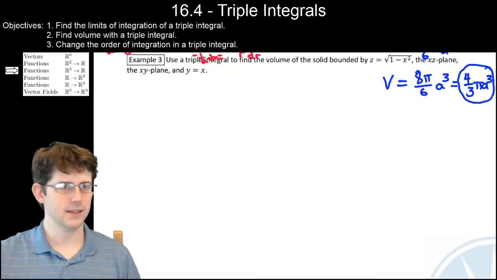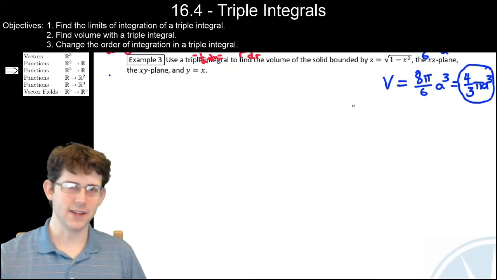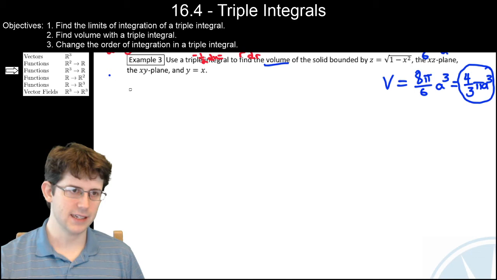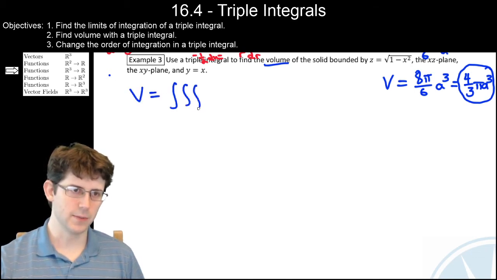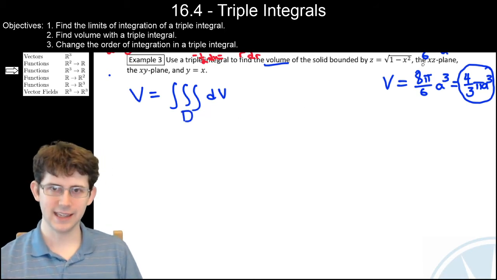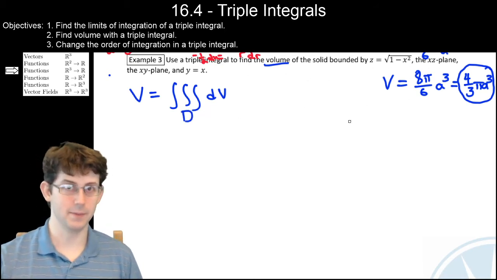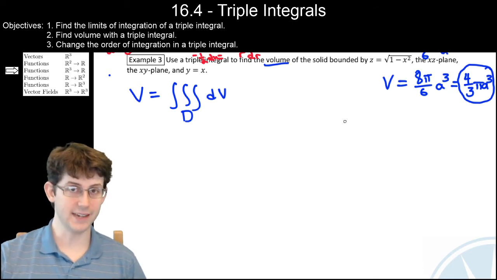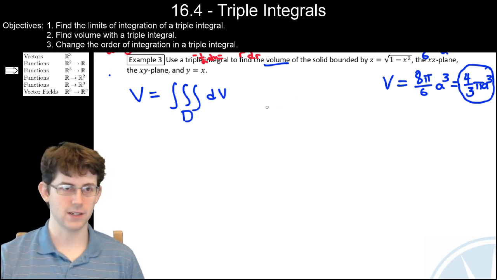Okay, let's do another one. We're going to try to find a volume. So I already know what the plan is. The plan is that the volume is the triple integral of a little bit of volume over some region. And then I will try to get this solid, whatever is being described here, get all of that information into the bounds. So let's try to do it.